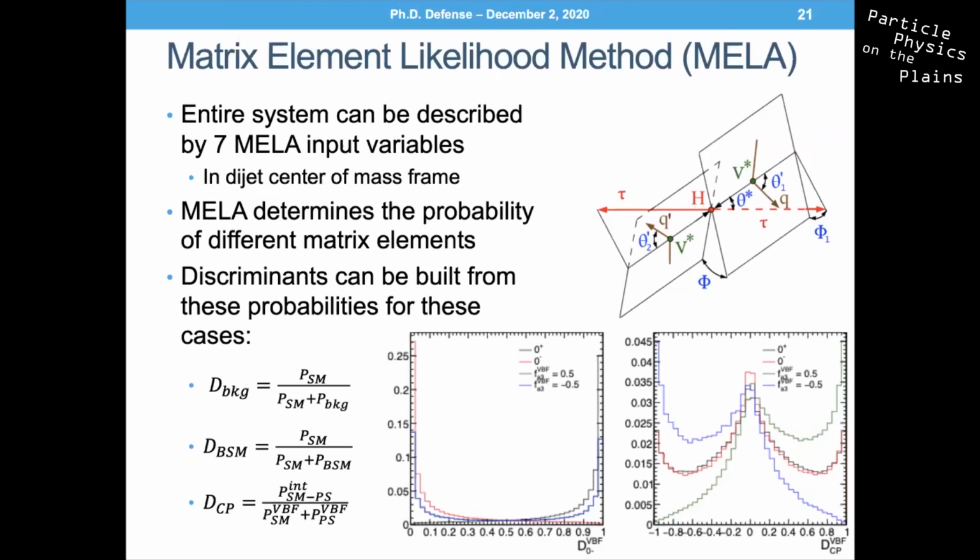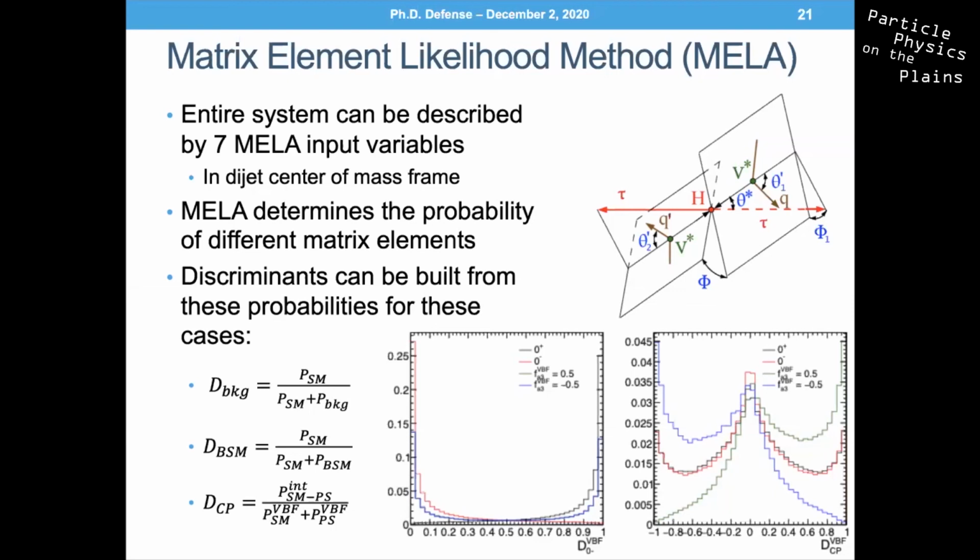But then in the middle here, this is the beyond the standard model discriminant. You can see this can separate your standard model production from a beyond the standard model production. This is shown in the middle plot here for VBF production. On the left-hand side in red, you can see the pure pseudoscalar Higgs production is shifted all the way to the left, peaking at 0, where the pure scalar Higgs production is peaking all the way on the right in black.